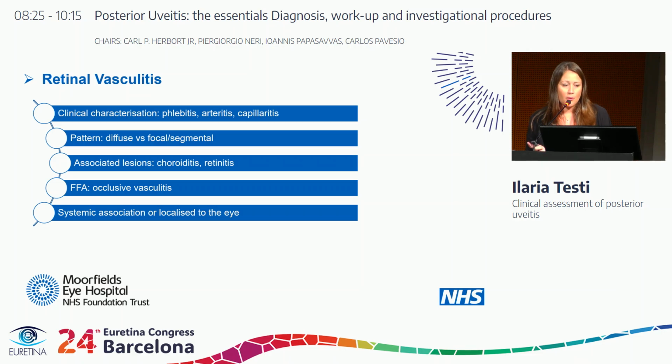Just briefly, retinal vasculitis. What is important in retinal vasculitis? So clinical characterization: is it phlebitis, arteritis, or capillaritis? And then obviously it's diffuse or focal. If there is any choroiditis or retinitis, this is helping you in the diagnosis, and then obviously make sure to understand if it's occlusive or not.